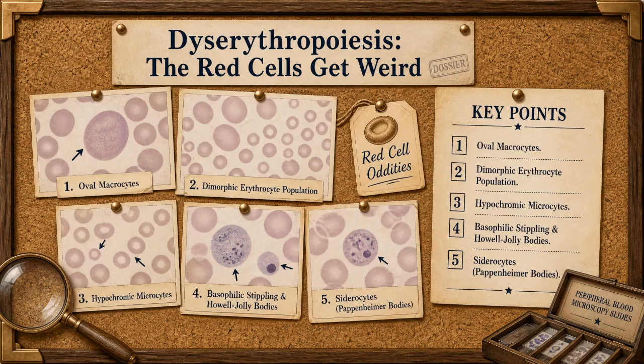Each of these morphological oddities tells a story about the dysfunctional erythropoiesis occurring in the bone marrow. Your meticulous observation and identification of these features are crucial for the diagnosis of MDS. It's like being a forensic artist, sketching the abnormalities you see. Next, we'll move into the bone marrow to see the dysplastic erythroid precursors themselves.